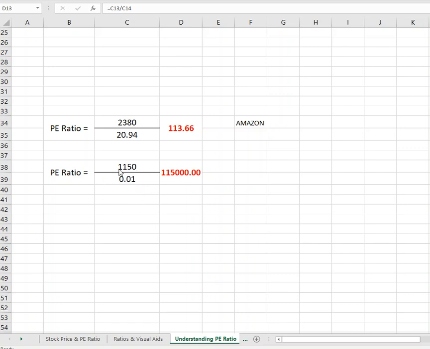They were only making like a penny, maybe 2 cents per share, and their stock was trading around $1,100. So I wanted to show you what that would look like if they have extremely low earnings per share and a relatively high stock price. Look at their high PE ratio. I mean, that's insane, 115,000, right? Or if they made 2 cents per share, much more reasonable at only 57,500. I mean, this is an astronomical PE ratio.